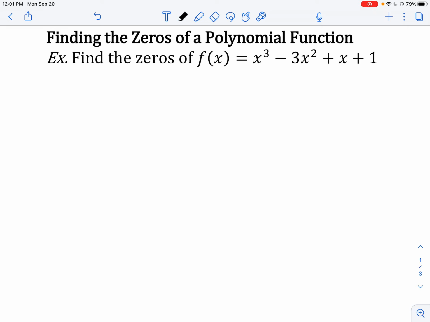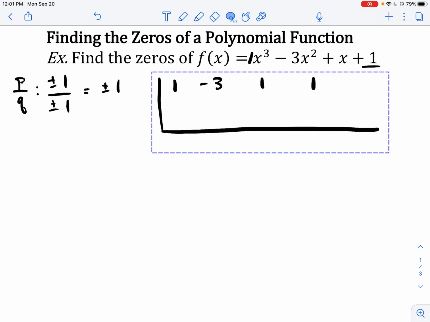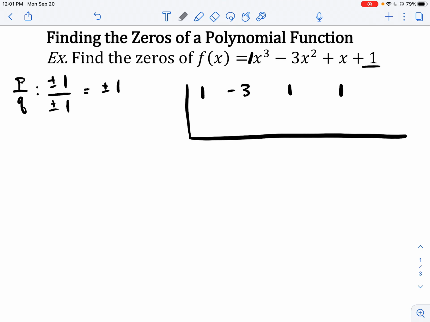So what we can do is look at the possible rational zeros of this function. We're going to look at p over q, which are the factors of my constant, plus or minus 1, over all the factors of my leading coefficient, which is just plus or minus 1. So if I divide here, I just have plus or minus 1. That's nice for us. The rational roots theorem tells us that for this function here, where I'm going to start setting this up synthetically, if a rational zero does exist, it's going to be from this list of p over q.